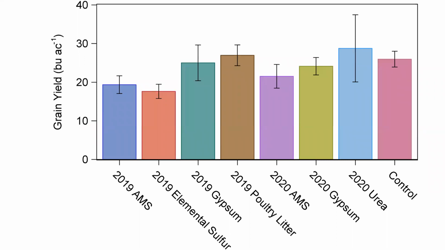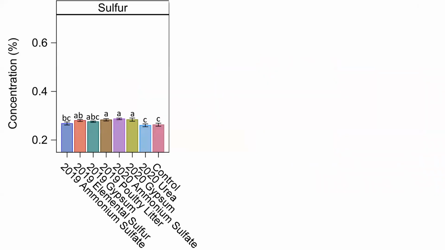Soybean grain was harvested in late October. We found that there were no significant effects of sulfur source or year of application on grain yield. Due to the severe drought which occurred at the site during the summer and fall of 2020, it's difficult to draw conclusions about yield. During harvest, we collected grain samples which were analyzed for sulfur, methionine, and cysteine.